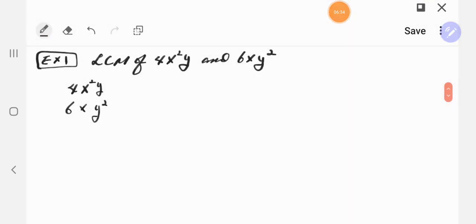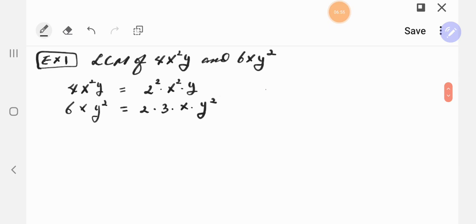Okay, example 1, let's find the LCM of two expressions. Before we do this, we have to do the prime factorization. So the first expression is 2 squared x squared y. The second expression is 2 times 3 x times y squared.